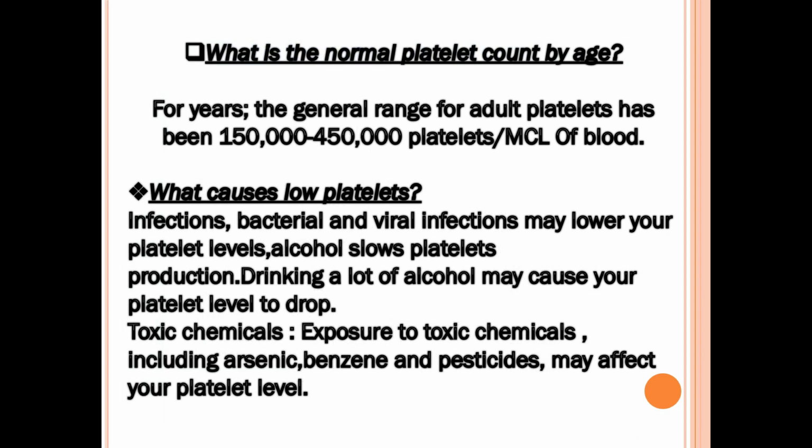Sir, what is the normal platelet count by the age? For years, the general range for adult platelets has been from around 1,50,000 to 4,50,000 platelets per mcl of blood.